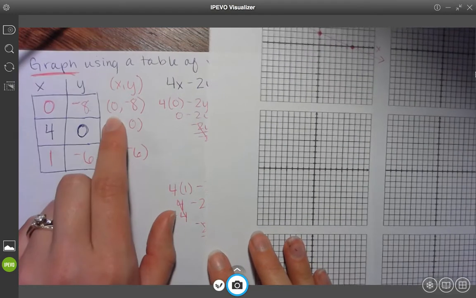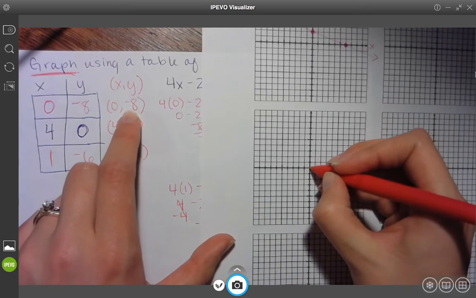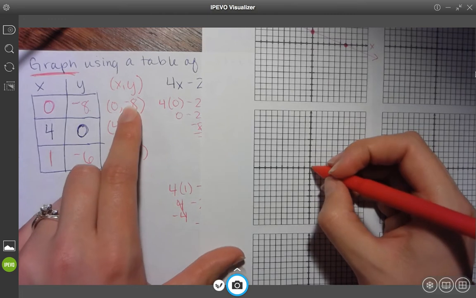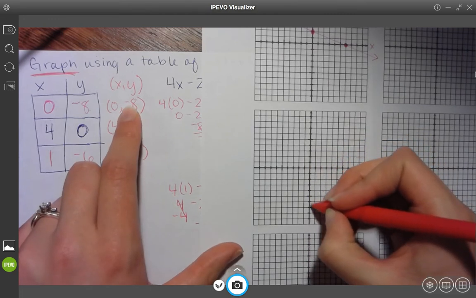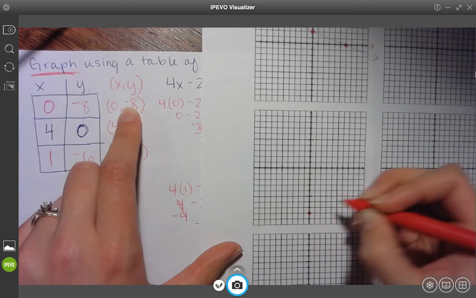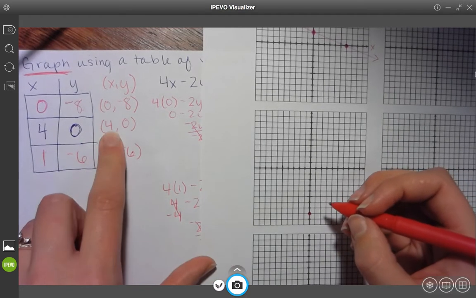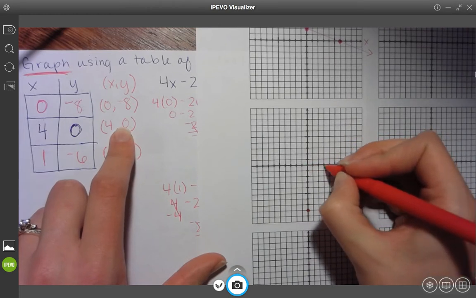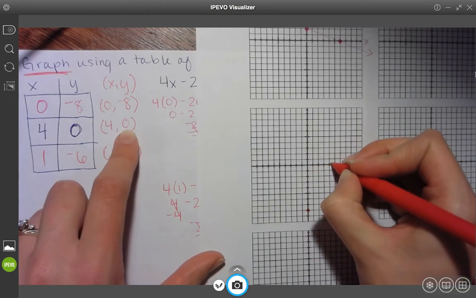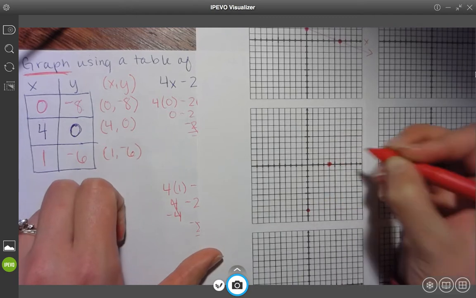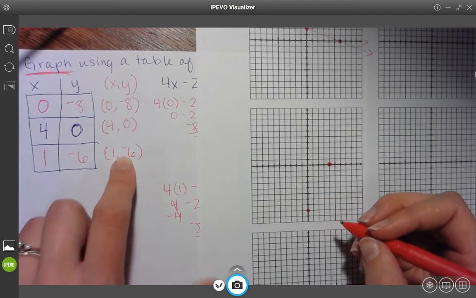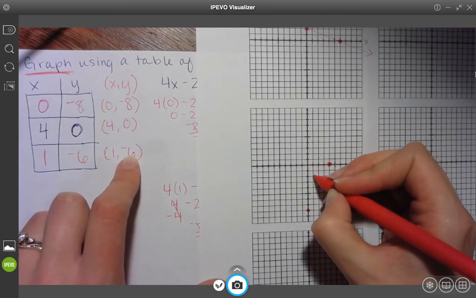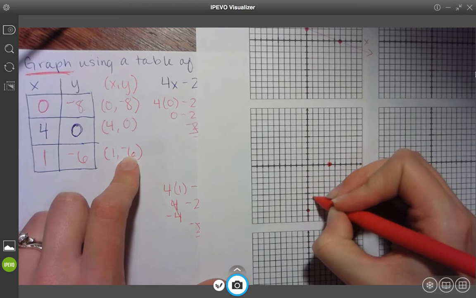Okay? Now what I can do is put all 3 of these points on my graph. So 0, negative 8, so I start here. 0 on the x, so I don't move left and right. Negative 8 means down 8. So 1, 2, 3, 4, 5, 6, 7, 8. All right, next point, 4, 0. So I start here. I go positive 4 on the x, so 1, 2, 3, 4. 0 on the y, so I just put my point here, not moving up or down. Then my last point is 1, negative 6, so I go 1 on the x, negative 6 on the y, so down 6. 1, 2, 3, 4, 5, 6.